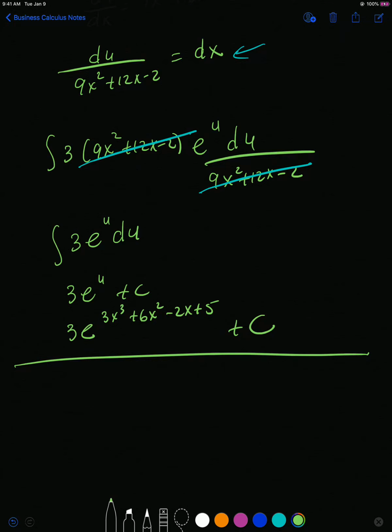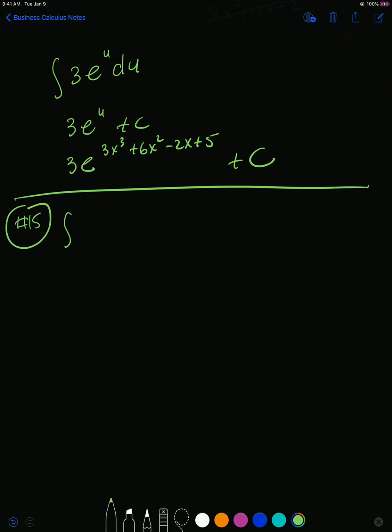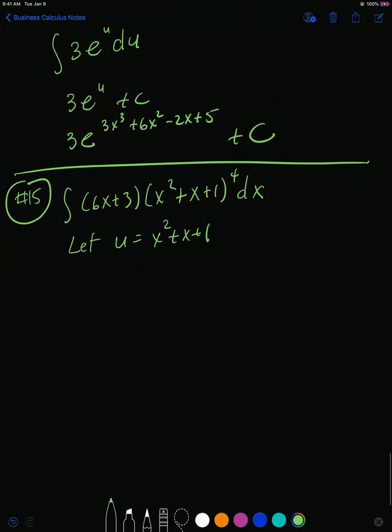Number 15. I want the antiderivative of 6x plus 3 times x squared plus x plus 1 to the fourth dx. This is my inside function, again, it has the highest power of x. So let u equal x squared plus x plus 1. du dx is equal to 2x plus 1.